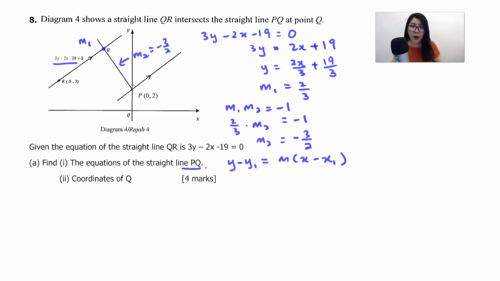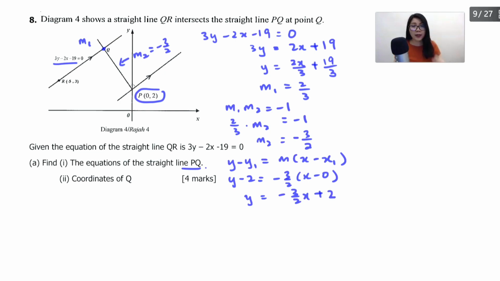The coordinate I'm going to use is P, because P lies on the straight line PQ. So y minus 2 equals negative 3 over 2 times (x minus 0). So y equals negative 3 over 2 x plus 2. That will be the answer for A1, the equation of the straight line PQ.